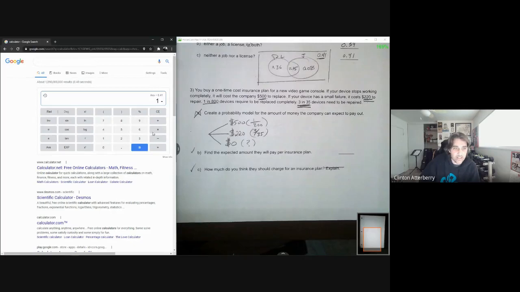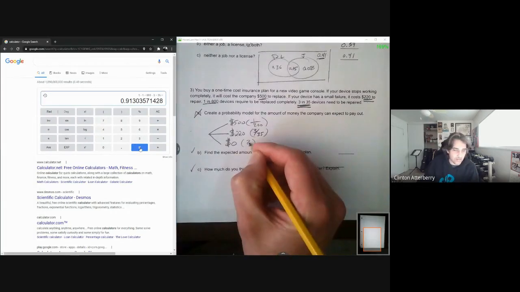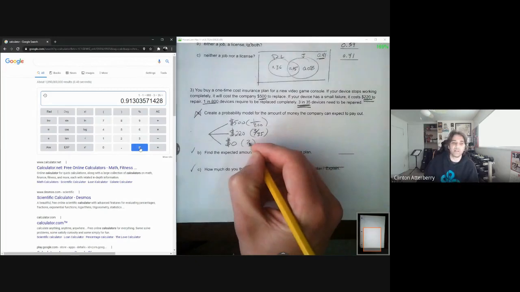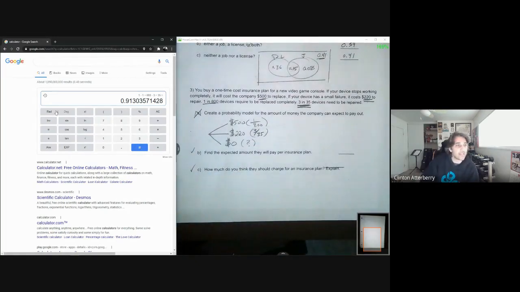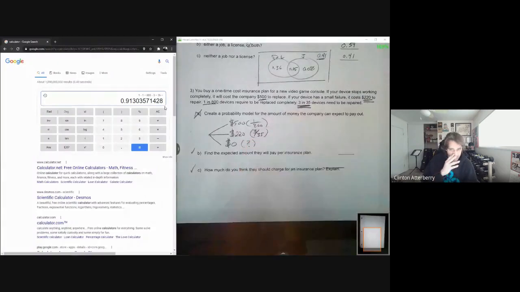So take 1, take away 1 out of 800, take away 3 out of 35, and that would be the number that would go here, about a 91% chance. So like 91 out of 100, or 913 out of 1,000, or whatever that fraction number would be. I don't care about the fraction number. It's irrelevant to answer those questions.